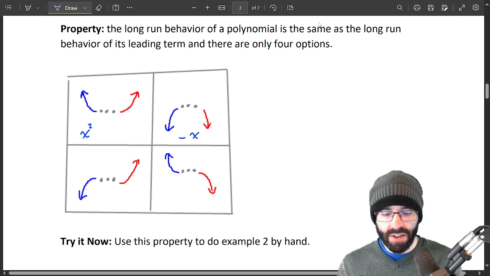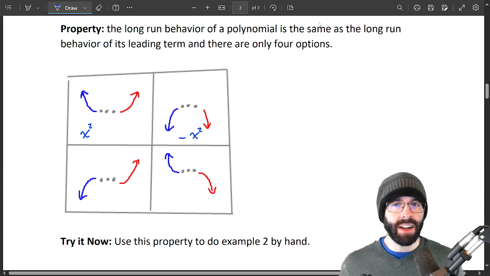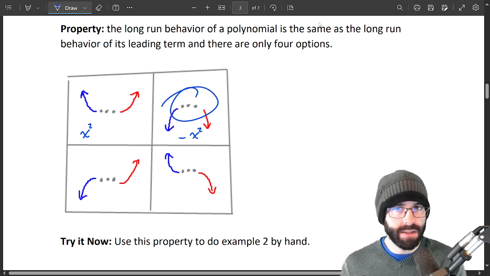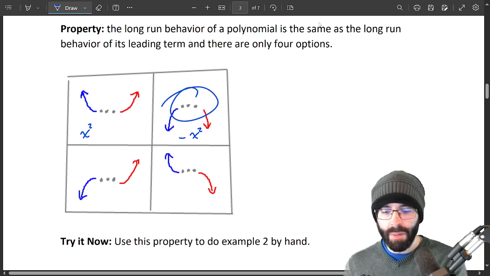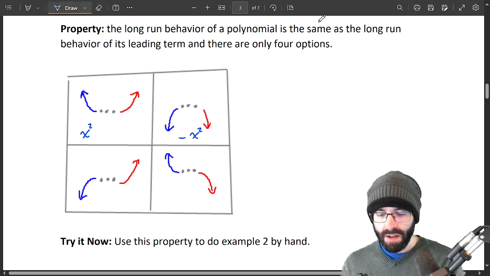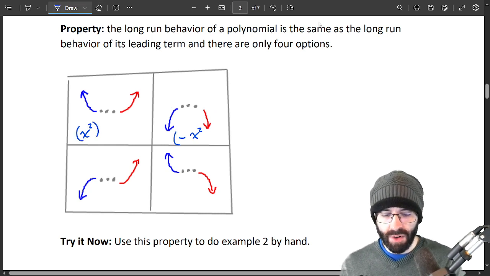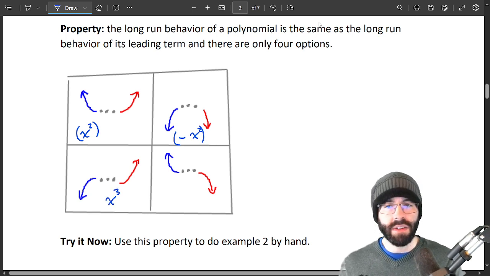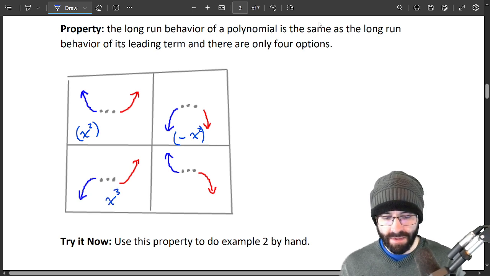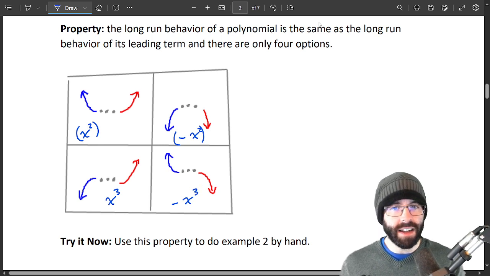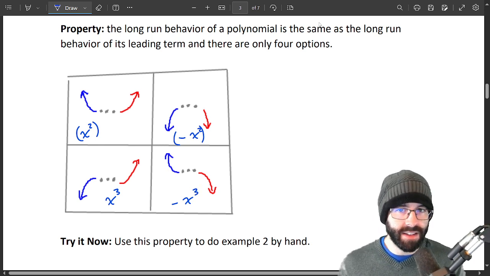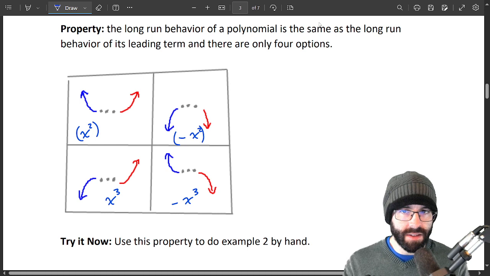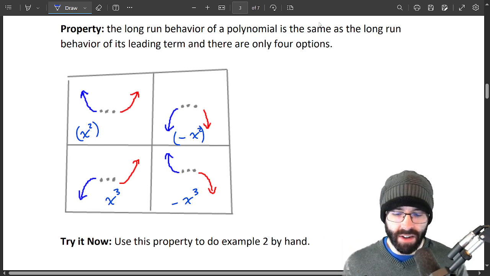What does this thing over here look like? Well, at the ends, it looks like a downwards parabola. Again, who knows what's happening in the middle? We're just talking about long run behavior. So maybe put this in parentheses or maybe don't write it down at all. This third one looks like a cubic function at the ends. And this last one kind of looks like a negative cubic function at the ends. Doesn't matter what happens in the middle. We're just talking about long run behavior.